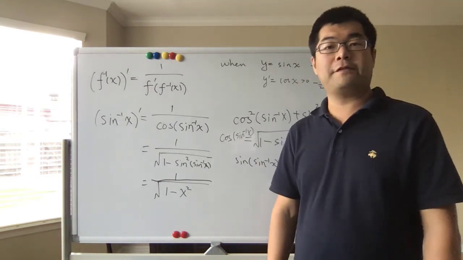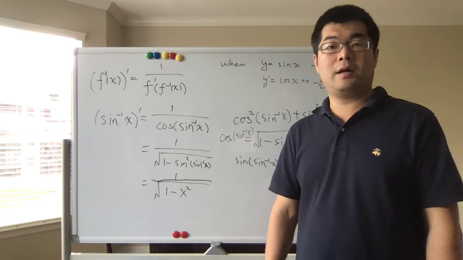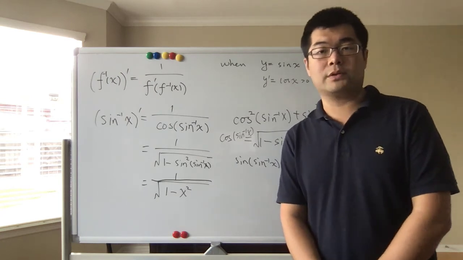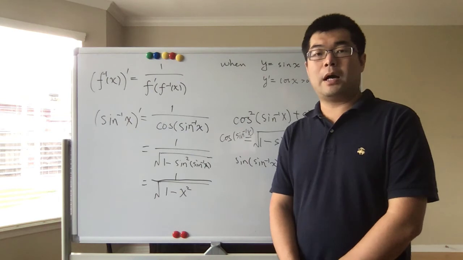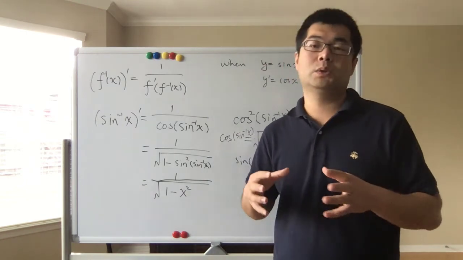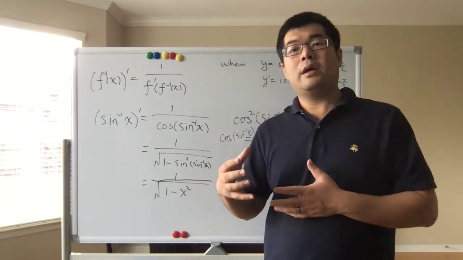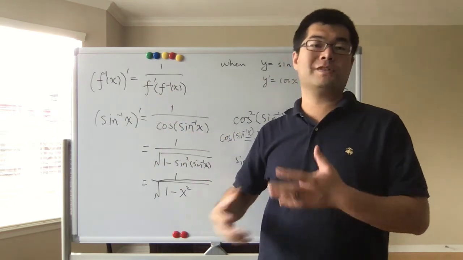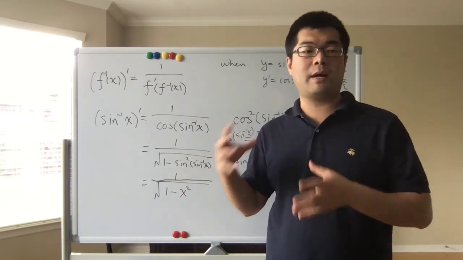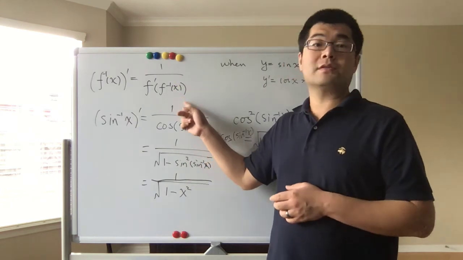If this is the first time you see this result, you might be very surprised. The derivative of sine inverse does not involve any trig functions, which is surprisingly just 1 over the square root of 1 minus x squared. I hope this gives you a brief idea of how we handle the derivatives of the inverse trig functions. It all starts from here. Of course, for each inverse trig function, the derivation might need different trig identities or properties, but this is the starting point.